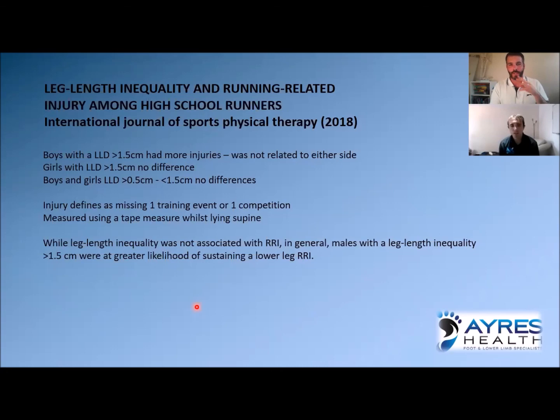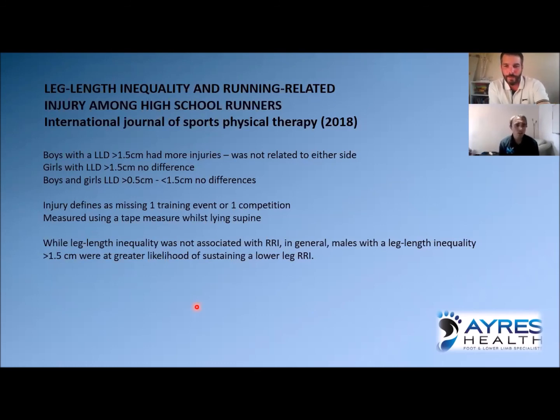So missing one event, it's like if you had a hard session on Wednesday and then you're supposed to have another training session on Thursday, but you just didn't feel up to it, then that'd be counted as an injury. So yeah, it's not really that accurate for me.